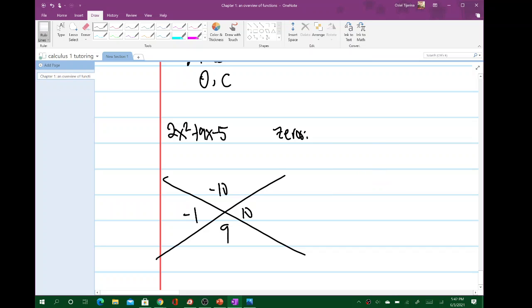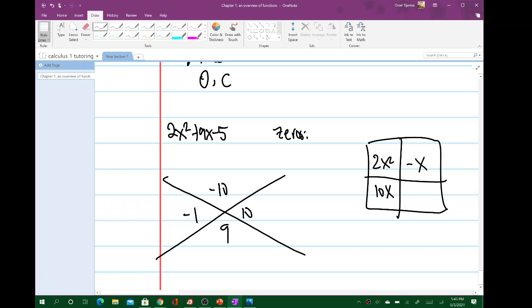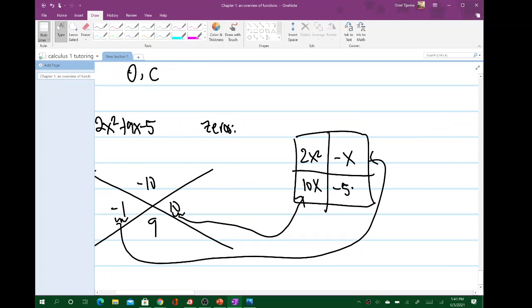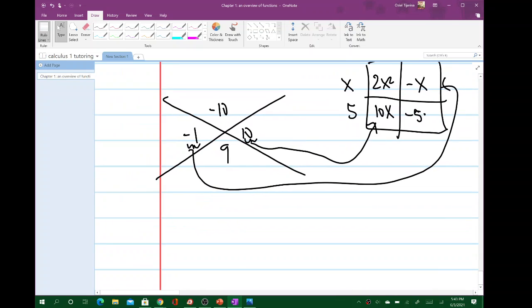So let me actually do this again. 2x squared, -x, 10x, and then -5, because these two are just these two parts, like this, and then this over here. So then we have x times 2x, and then 5 times 2x, and then x times -1, and then 5 times -1 is -5.